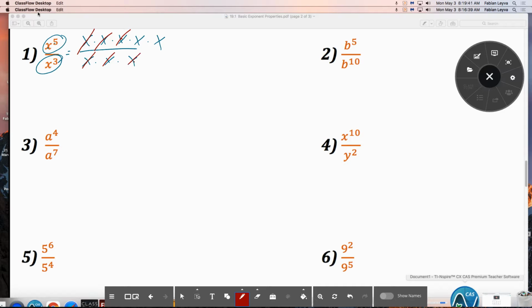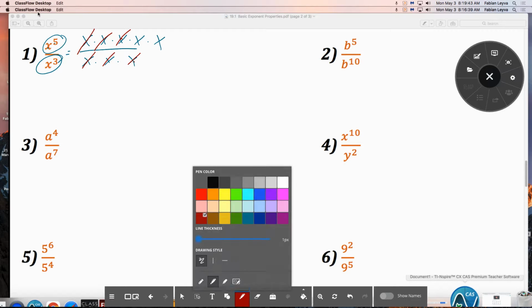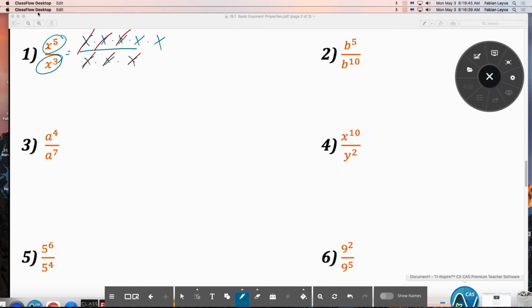So what are you left with? You're left with what? 2 x's. And how can we rewrite that in exponential form? x squared, or x raised to the 2, right? You have to get that little math vocab in to make sure you're saying it's raised to the exponent.